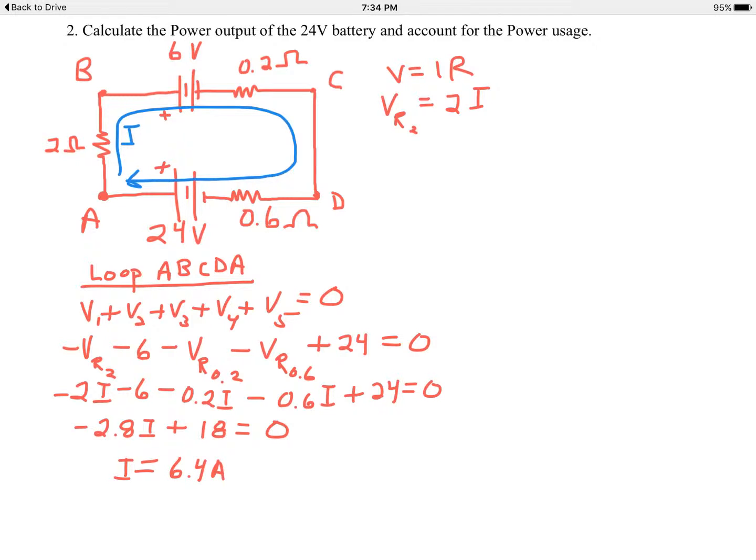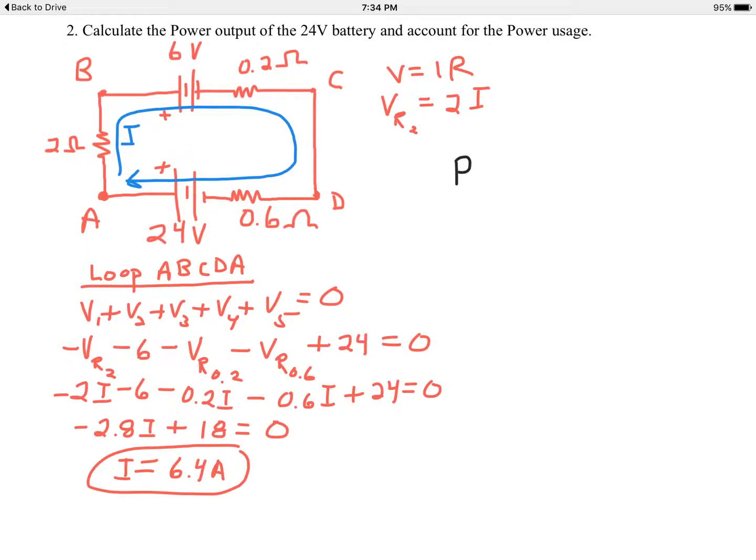That's an important number. That's not the answer per se, but it's the current flowing. It's an important number because from that I can figure out the power in most of all the devices. For example here, essentially what's happening is the 24-volt battery is supplying power to this circuit, and I'll go to the right here. Let's use black.